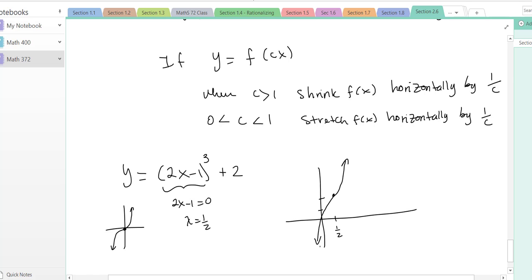So something like this. And so now I can see this is going to be a c equal to 2, which is greater than 1. So this is going to shrink f of x horizontally by a factor of 1/2. So it still creates a vertical stretch, but now I can't see it because I have this minus 1, so I don't have it just on the outside. So that's one way that you can interpret it. Okay.